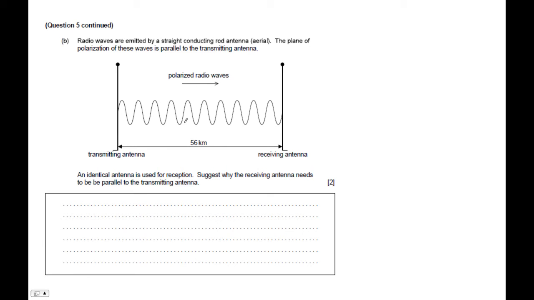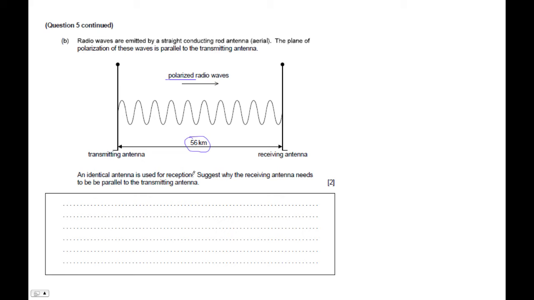Radio waves, this is a different problem, right? I think I didn't catch that when I was first doing it. But notice that this is now 56 kilometers, and the radio waves are polarized. So the fact that they're polarized really should give us a clue that we should be using a polarization formula, right? Okay. So the plane of polarization of these waves is parallel to the transmitting antenna.